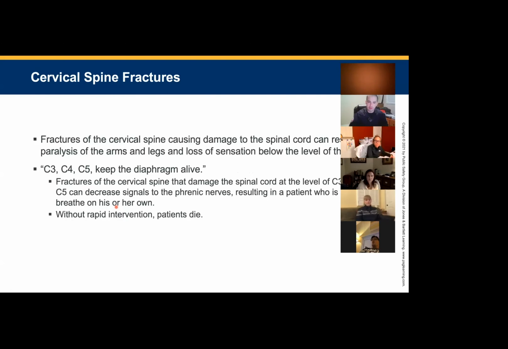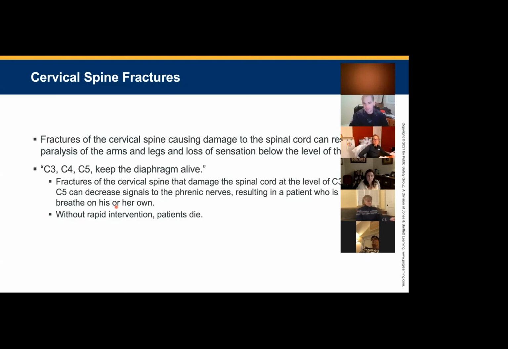So fractures of the cervical spinal column or cervical spine causing damage to the spinal cord can result in paralysis of the arms, legs, and loss of sensation below the injury. And specifically, we're worried about fractures to C3, 4, and 5. There's the old saying, C3, C4, and C5 keep the diaphragm alive.